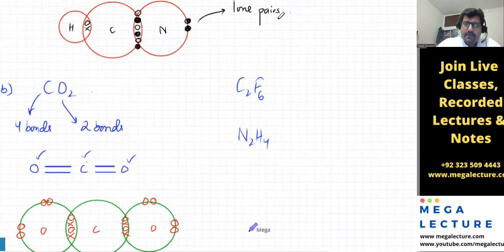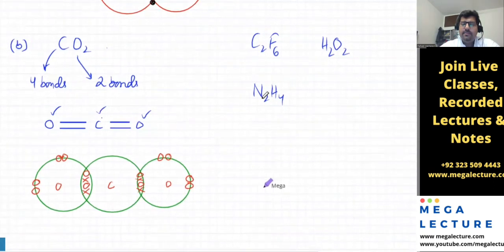Let's say we've got H2O2 as well. All three are actually difficult ones. I mean, moderate or difficult ones.